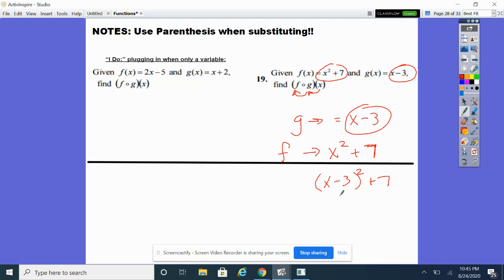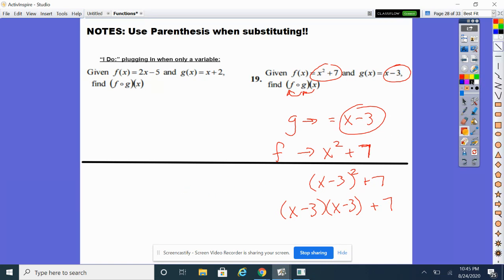Oh, man, look at this, x minus 3. That actually means x minus 3 times x minus 3. That means write it 2 times, and then whatever you get, add 7 at the end. Well, that's multiplying. That's the combination of functions. So let's make that box. Let's do the box method.